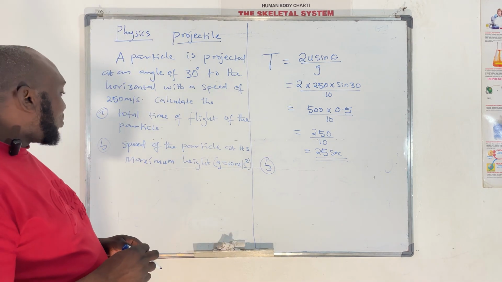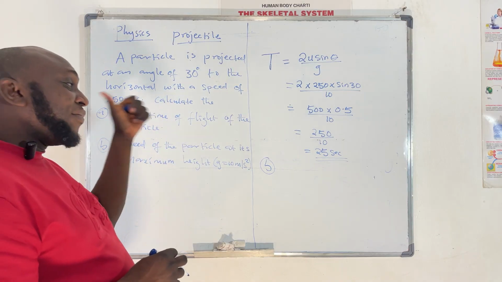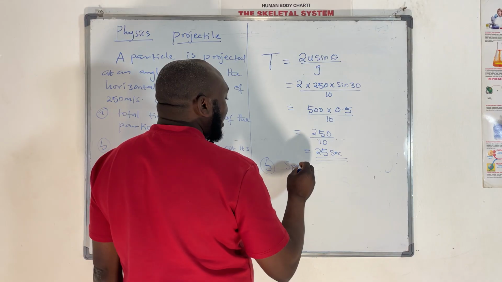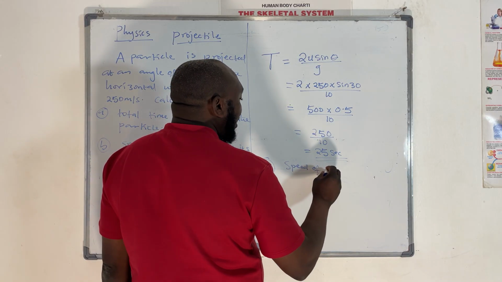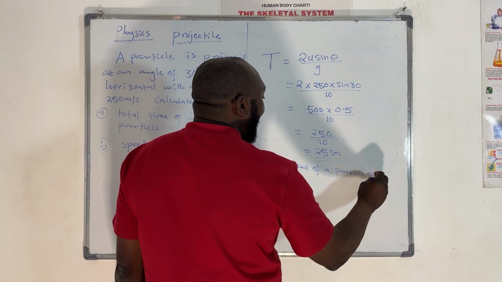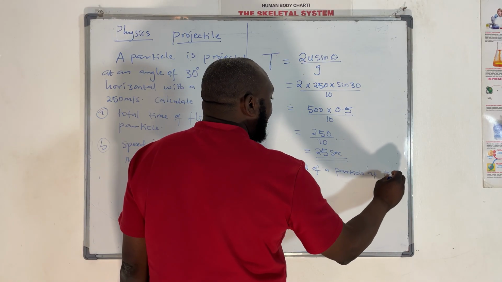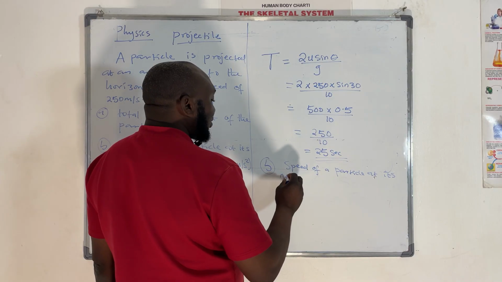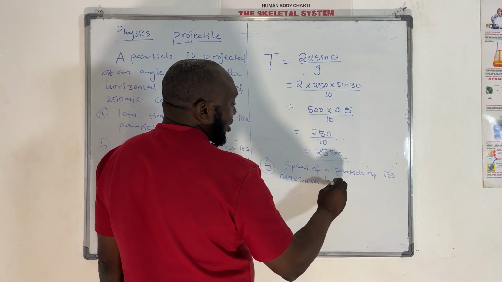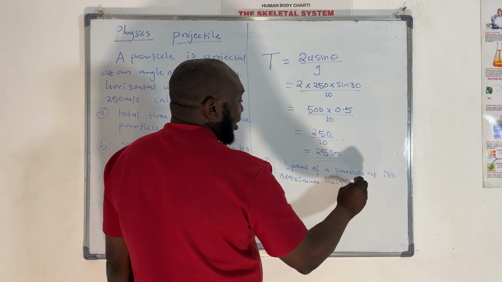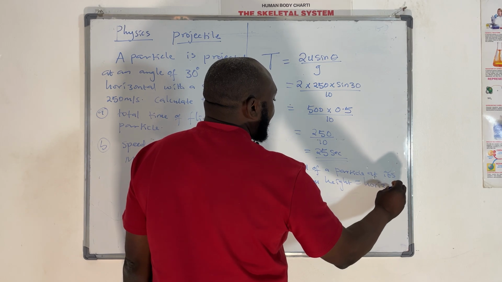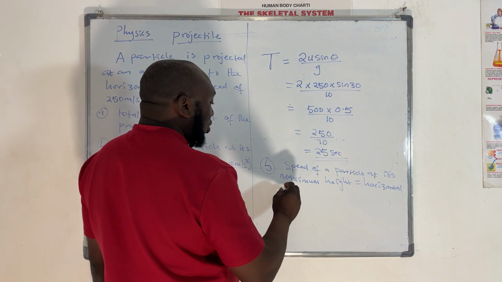In part B, we are asked to calculate the speed of the particle at its maximum height. In that previous video, I said that the speed of a particle at its maximum height is equal to the horizontal component of velocity.